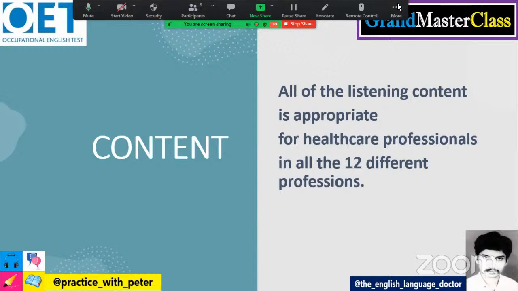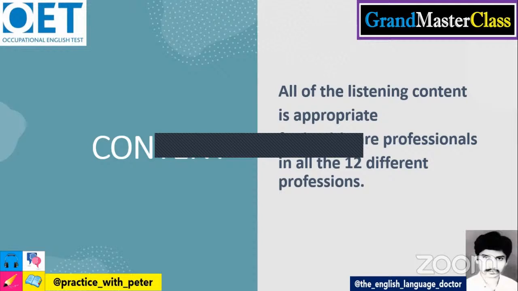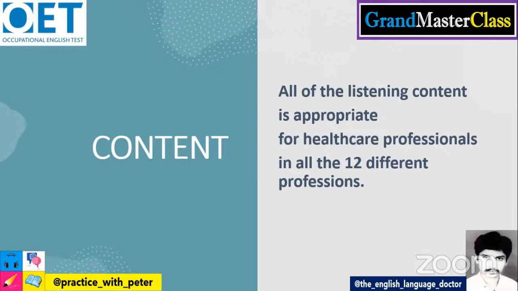So here, all of the listening tests, all of the listening content. Now, what do you mean by content? Content means subject. Subject means information or data appropriate for healthcare professionals. So all of the listening content is appropriate for healthcare professionals. That means every information, every sentence, every word, every style, every structure is related to healthcare professionals. So everyone can understand, it is not out of the subject. Everyone's common subject will be there.